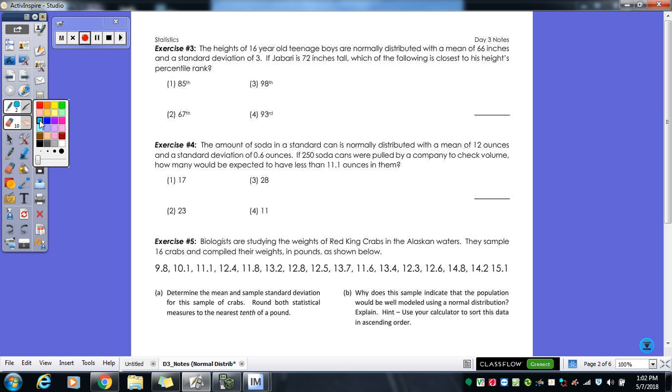Let's go to the next one. The heights of 16-year-old teenage boys are normally distributed with a mean of 66 inches and a standard deviation of 3. If Jabari is 72 inches tall, which of the following is closest to his height's percentile rank? So percentile, if you remember, that's people who scored lower than you did. So on your bell curve, it would be all the percentages to the left of wherever you are.